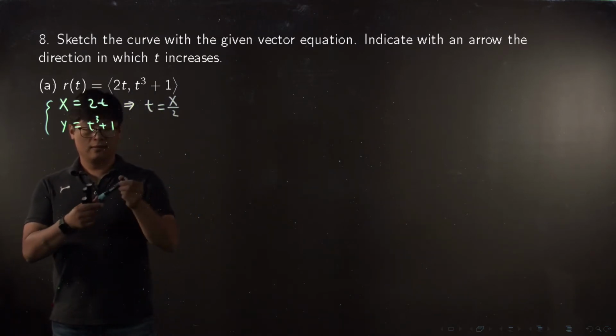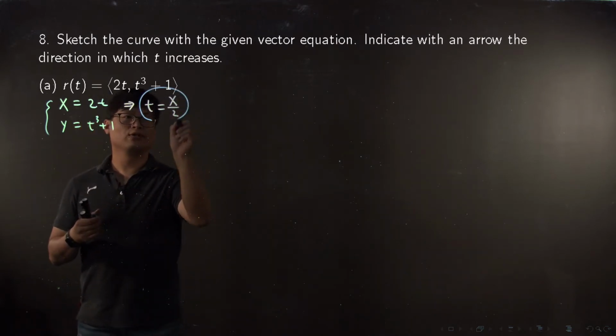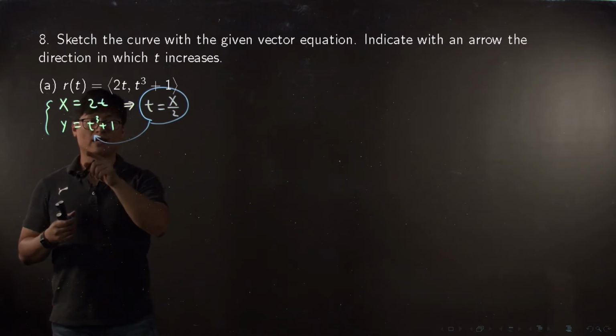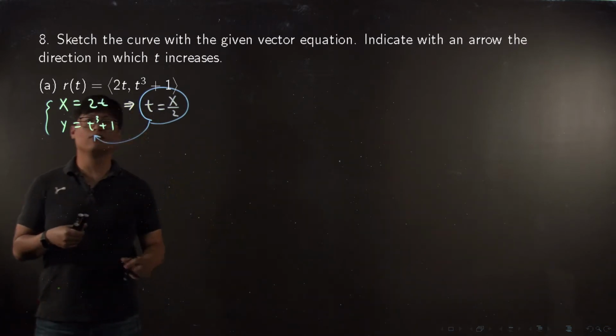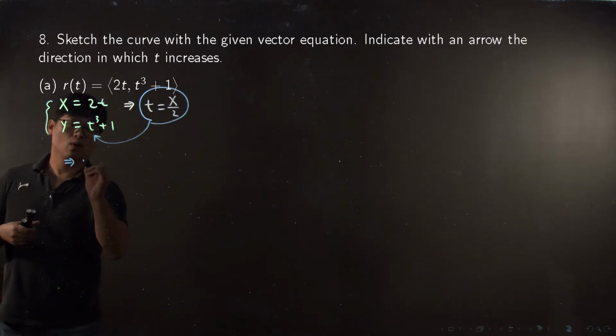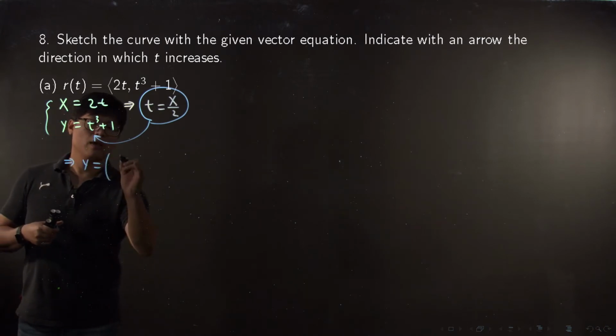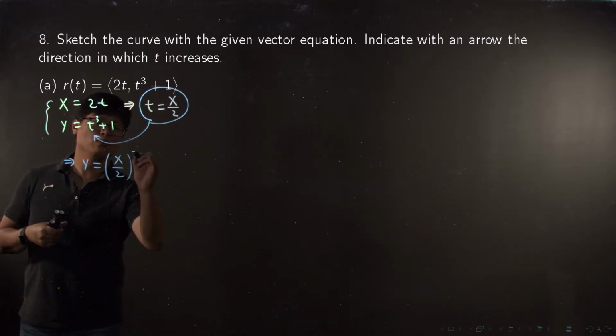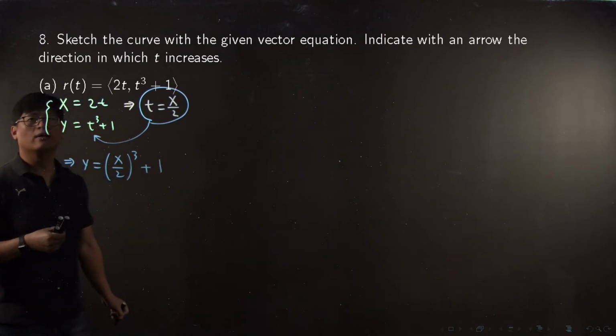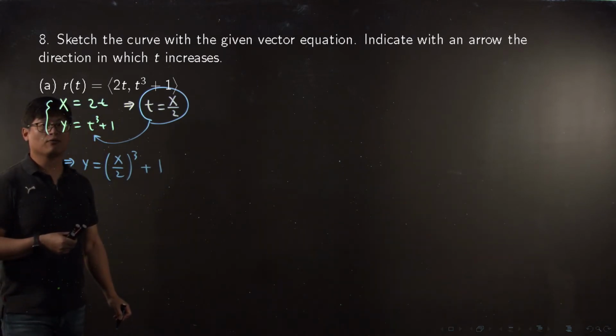Then we will plug this into the second equation. Then your second equation will be transformed to the Cartesian form, okay? Here we go. y is equal to (x over 2) cubed plus 1, okay? So this is the Cartesian form of this equation, okay?